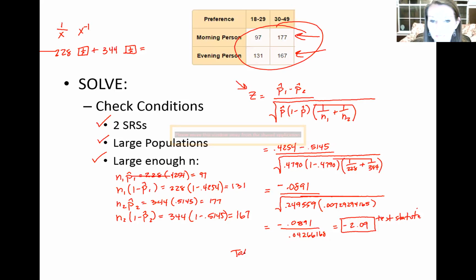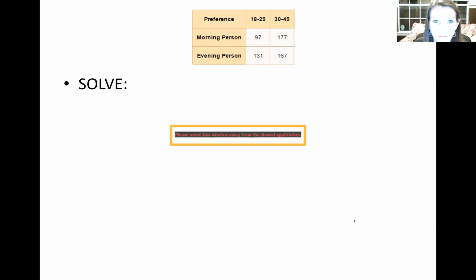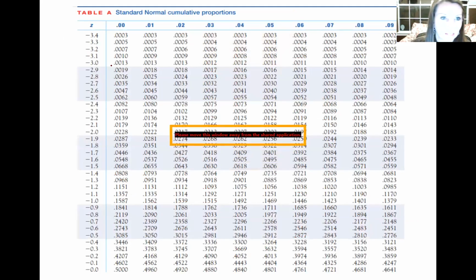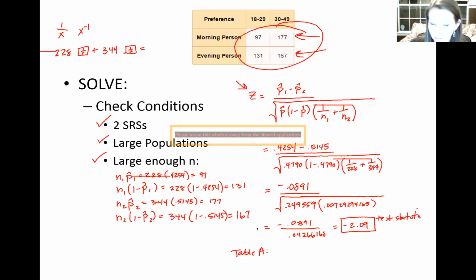To use table A, the first thing I do is go to table A and look up the value of my test statistic, negative 2.09. Here's my table. I'm looking for negative 2.0, and then the 09 column down here. So the value from my table is 0.0183. I'm going to write that down, 0.0183.